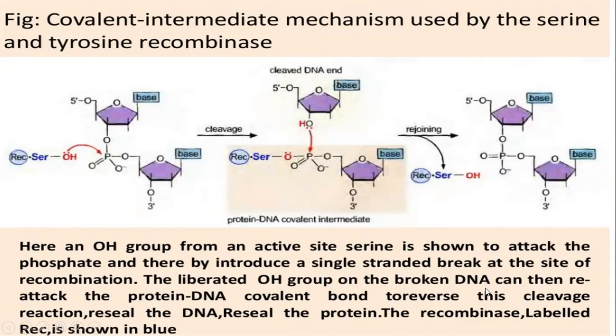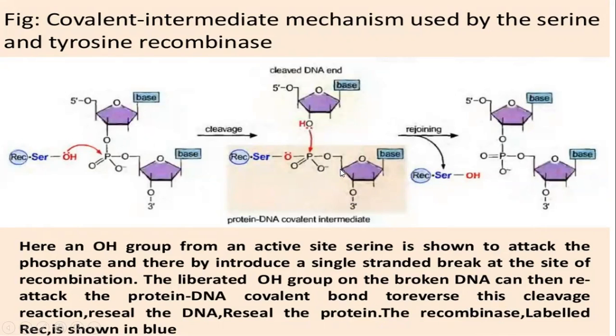Okay? So here an OH group from an active site serine is shown to attack the phosphate, thereby introducing a single strand break at the site of the recombination. Okay. Now the liberated OH group on the broken DNA can then re-attack the protein-DNA covalent bond to reverse this cleavage reaction. See, if you look here, cleavage has happened, correct? The OH here, after recombination, the OH of the other strand can come and attack it here, okay? And then the DNA is formed back.